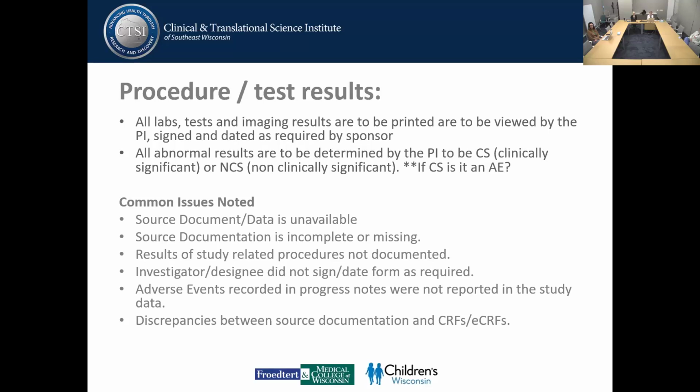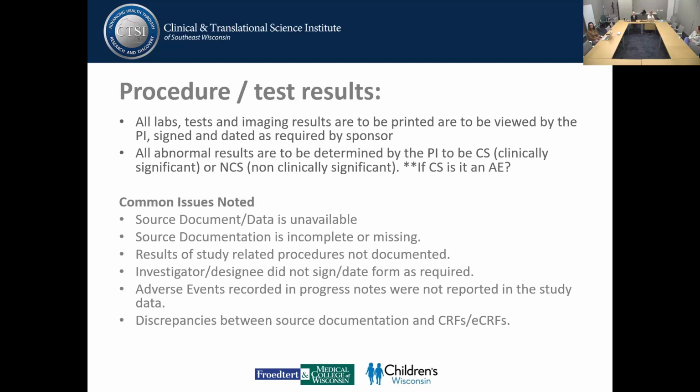And some of the common issues that are noted is that the source document or the data is unavailable. And you're being audited by the FDA and they're asking you where this information is. Why is this information in the EDC? And you're saying that because that's what it was at that time. They want you to prove it.